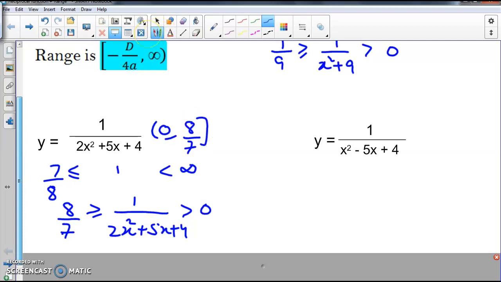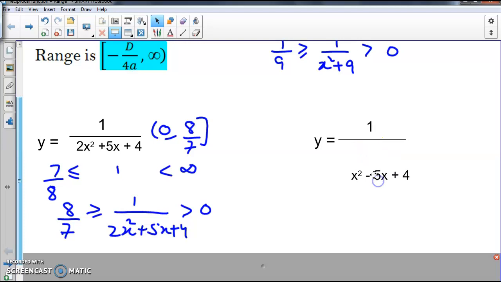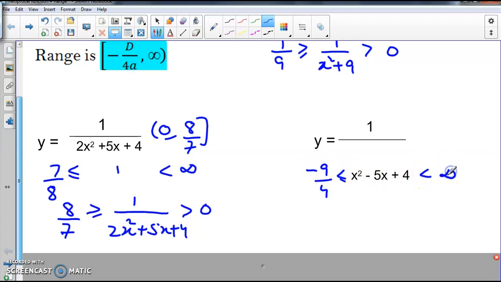Again, next example, let us take y is equal to 1 upon x square minus 5x plus 4. Now, again, in this case, the coefficient of x square is positive. Its range is from minus D by 4a to infinity. So minus D by 4a, we can find it is minus 9 by 4 to infinity, including minus 9 by 4. Now this range has positive as well as negative values. We split the range into two parts.